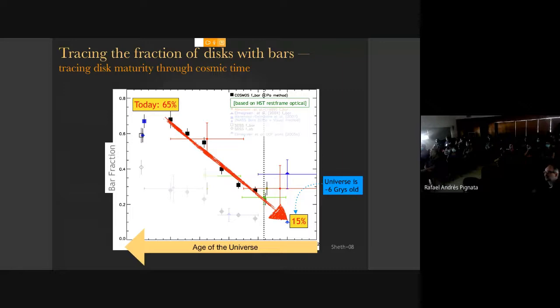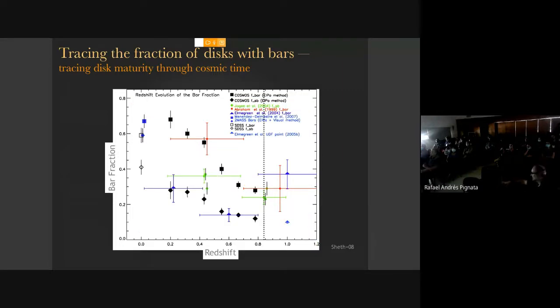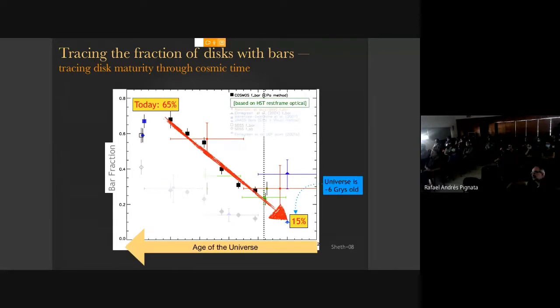So this is the age of the universe. If you want to see the original one, it actually went all the way to 0.81 in redshift, because this is using HST data, ACS, so they wanted to only trace up to the optical. We'll go into that in a moment. But basically, the bar fraction drops.